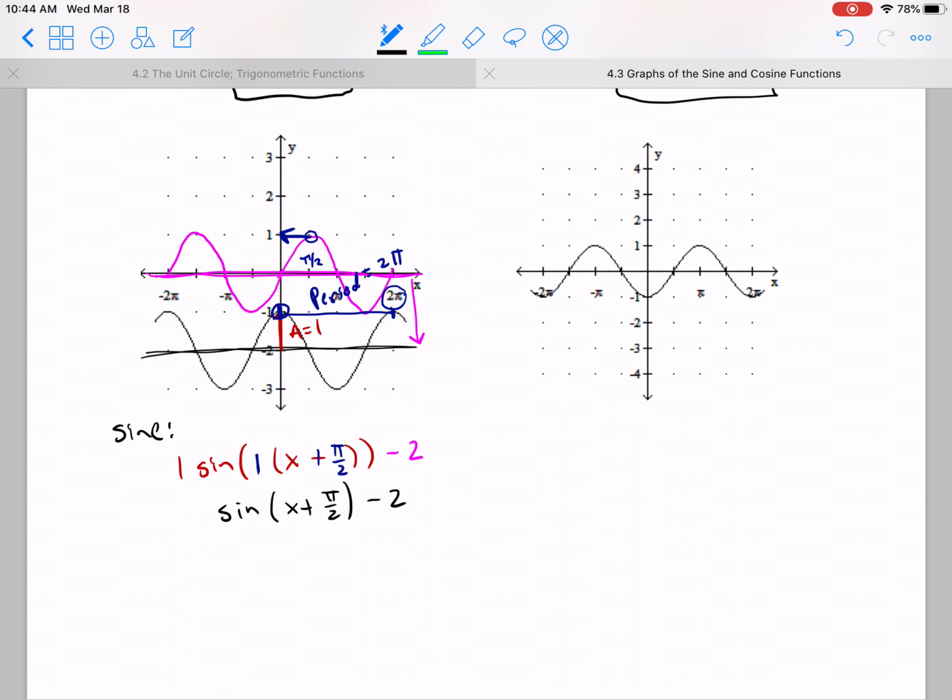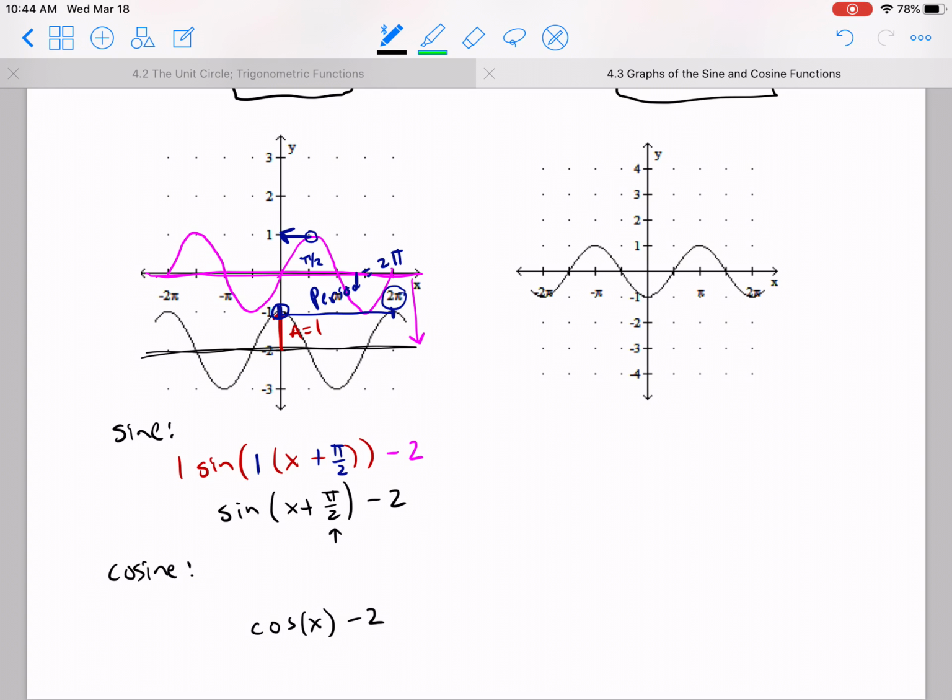Next, if you had wanted to, you could have done this as a cosine. You just wouldn't have had a horizontal shift. I'll let you give it a try. Try writing it as a cosine. And what you should get is cosine of x minus 2. So writing it as a cosine turns out to be a little bit simpler. You just are missing that phase shift right there. Okay? That's the only thing that you're missing at that point.